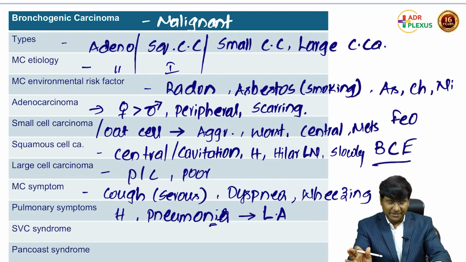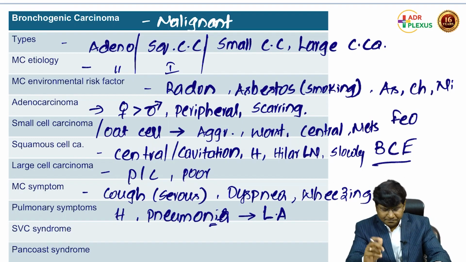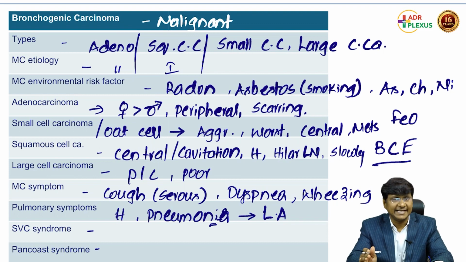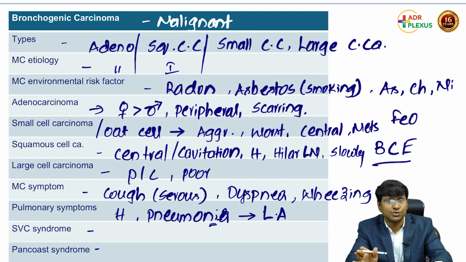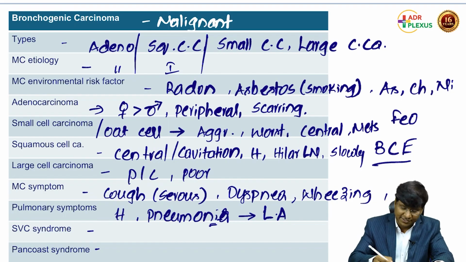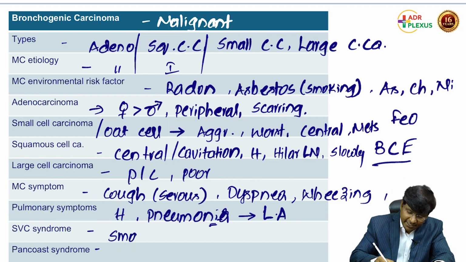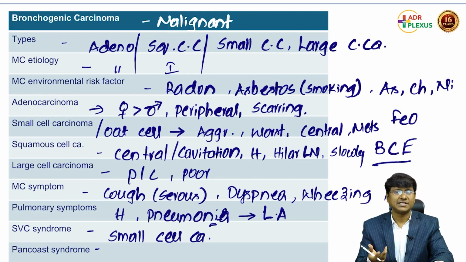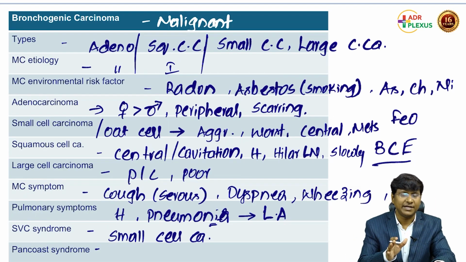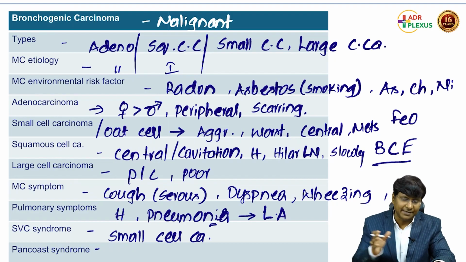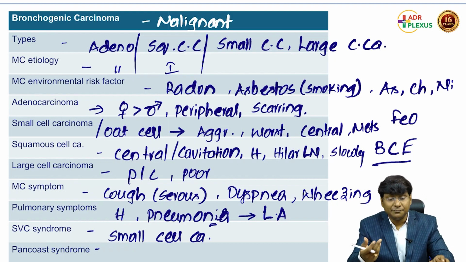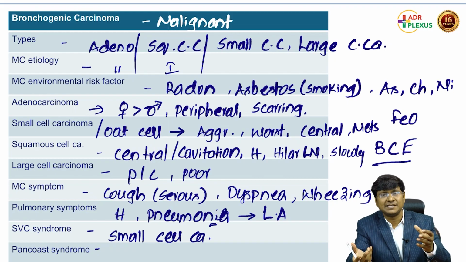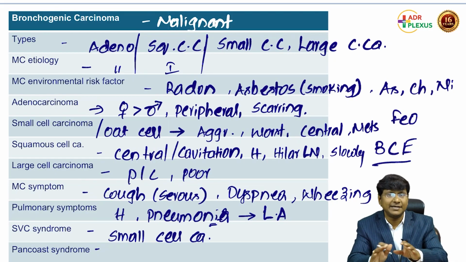So these will be the pulmonary manifestations. And you have two important syndromes, that is SVC syndrome and as well as the Pancoast syndrome. Now, what do you understand by this SVC syndrome? That is superior vena cava syndrome. That is usually observed in case of like small cell carcinoma of the lung, where this small cell carcinoma will compress the superior vena cava. Once this small cell carcinoma compresses the superior vena cava, the venous drainage from the face and as well as the upper limbs into the right side of the heart does not occur.